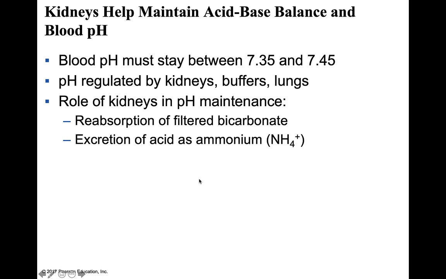Now, one of the things that the kidneys do very effectively is to help regulate blood pH. Normal blood pH must stay between 7.35 and 7.45, so that's the normal range, and there's not a lot of wiggle room there. pH is regulated by a number of factors, so the kidneys are going to play a big role here. Buffers, think of them as a hydrogen ion sponge, and then the lungs. Now, what the kidneys are going to do, depending upon the situation, is impact what's happening to bicarbonate and ammonium and hydrogen ion. So that's really what's going to happen here.